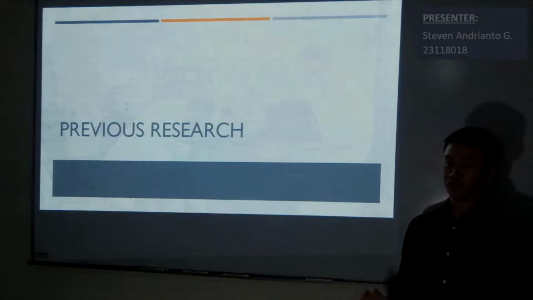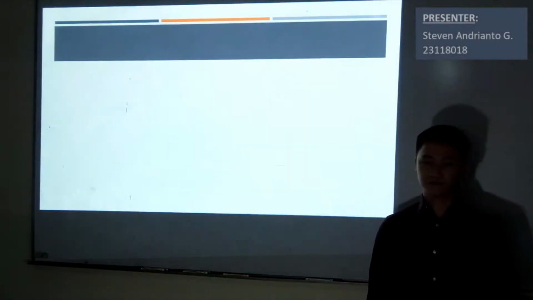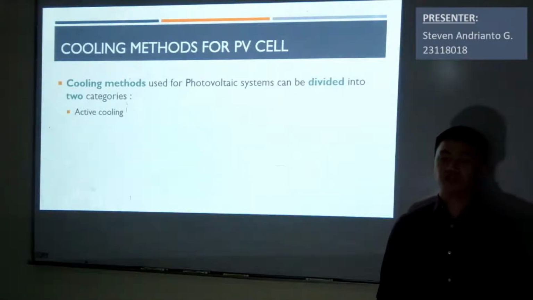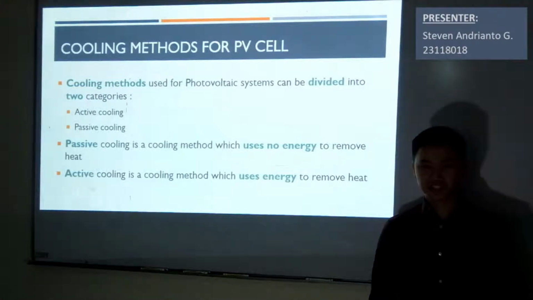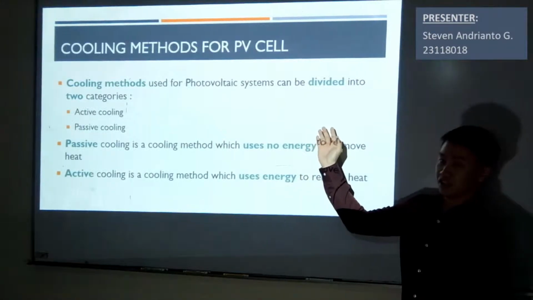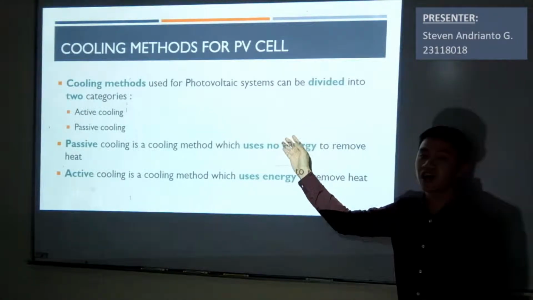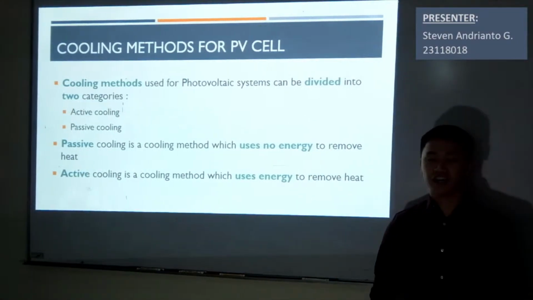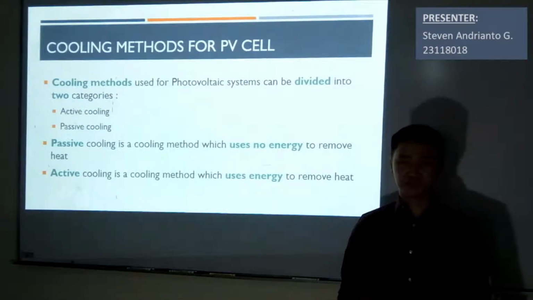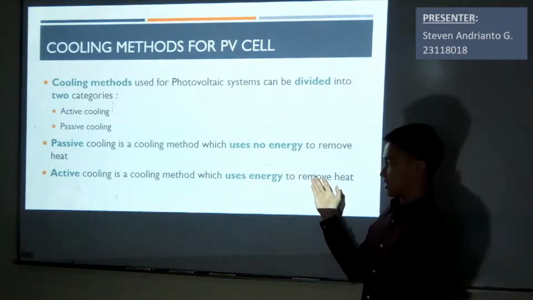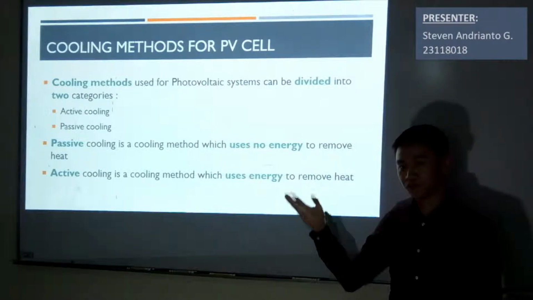So, we will now continue with the previous research section. Based on the research papers our team read, we concluded that generally, cooling methods are divided into two categories: active cooling and passive cooling. Active and passive cooling are classified based on their energy consumption. Active cooling method needs energy while the passive doesn't.